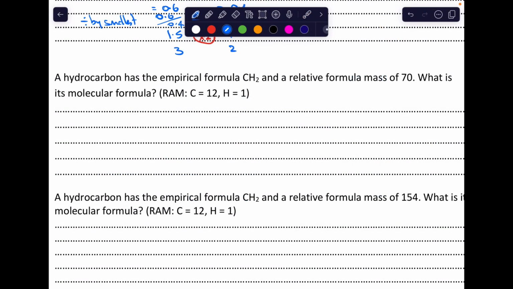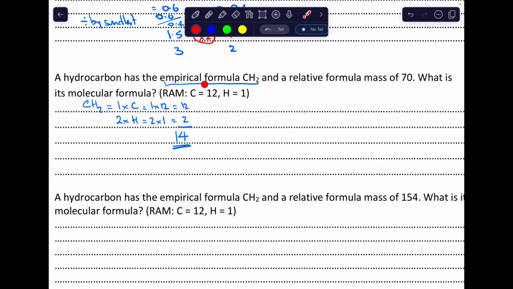Okay, to do these type of questions, what we need to do first of all is take this empirical formula here and work out the mass of that formula. So that formula is CH2. That means it's got 1 carbon and 2 hydrogens. Carbon has got a mass of 12, as you can see, and hydrogen's got a mass of 1, times 2. So that's going to be 12, and that's going to be 2. Add them up, and the total mass there is 14.